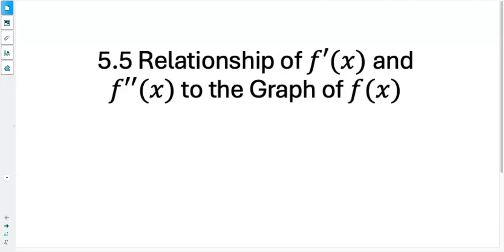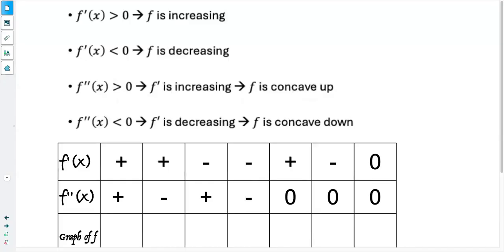Hi, today we're looking at how the first and second derivatives of our function f of x relate to the graph of f of x. Some of this is a bit of review of what we've already looked at, and some of it will be new. We already talked about if our derivative is positive, that means we have a positive slope, therefore our function f is increasing. Where if the derivative of f is less than 0, that means we have a negative slope, so f is decreasing.